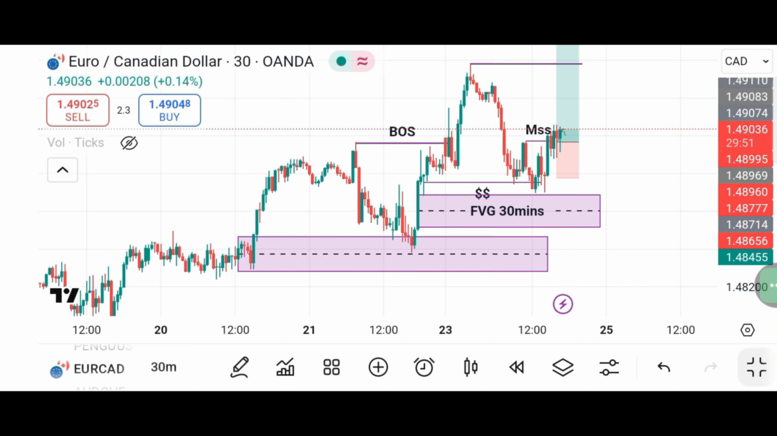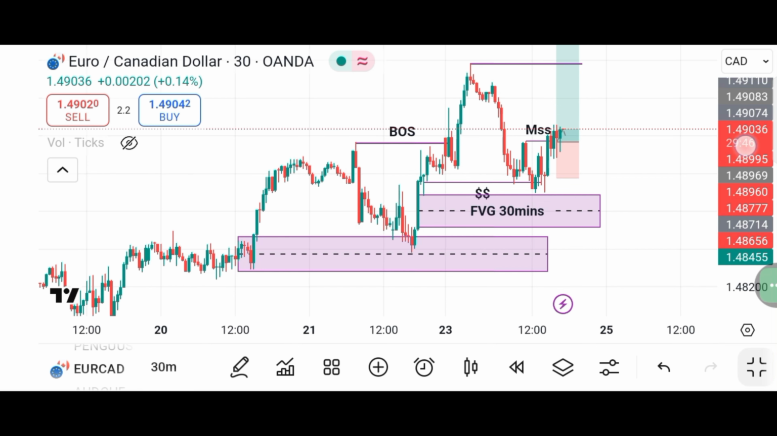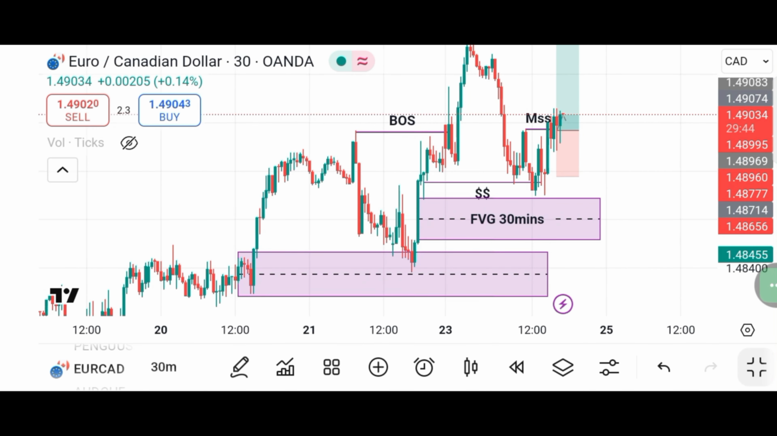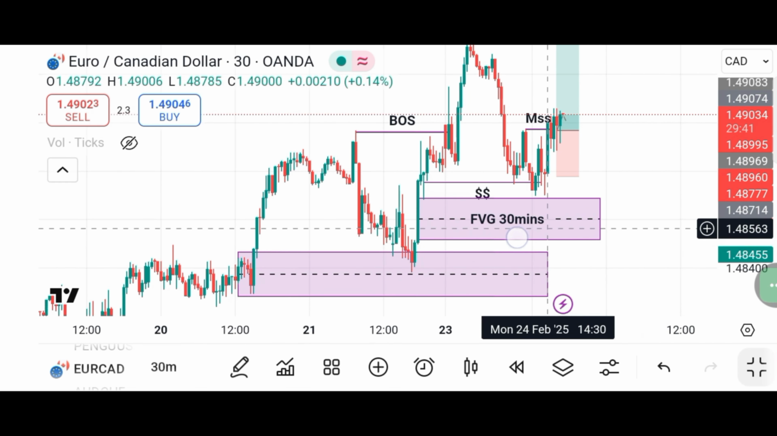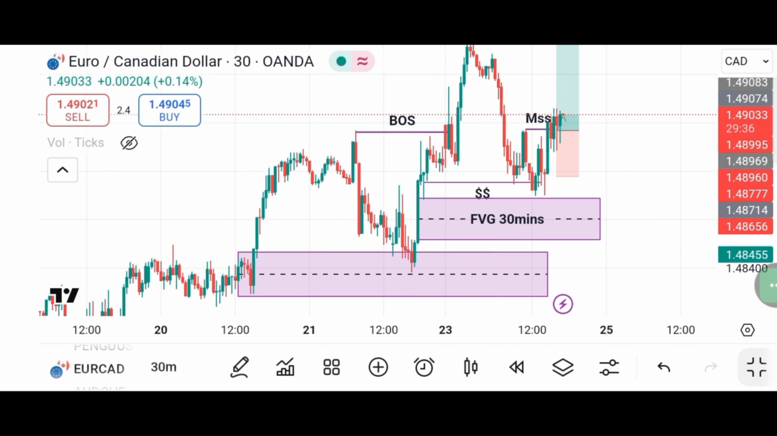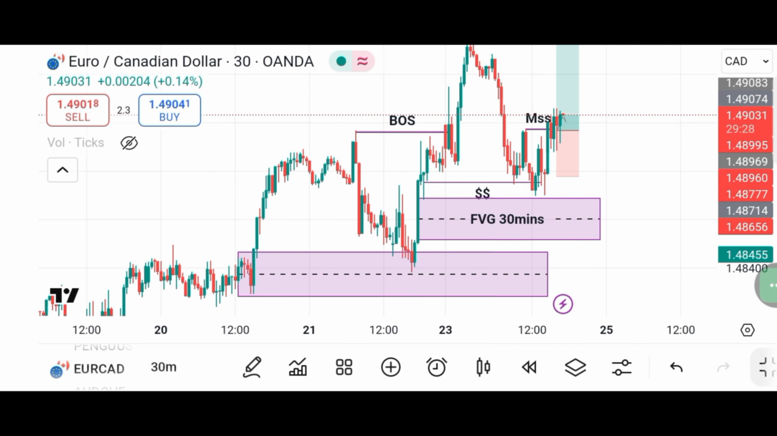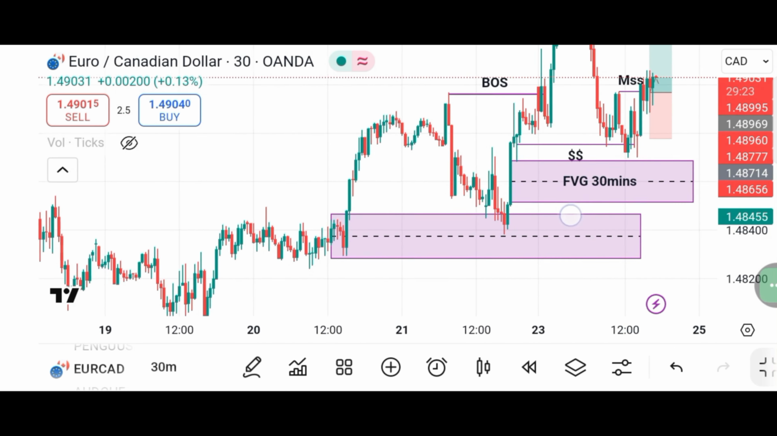Now, after this kind of break of structure, we always expect that price is going to fill up an imbalance it created, which is this imbalance here, my 30-minute FVG, but that did not really happen completely. I think that's everything I want to talk about as per the analysis, so I don't make everything too long, because most ICT traders already understand this concept.